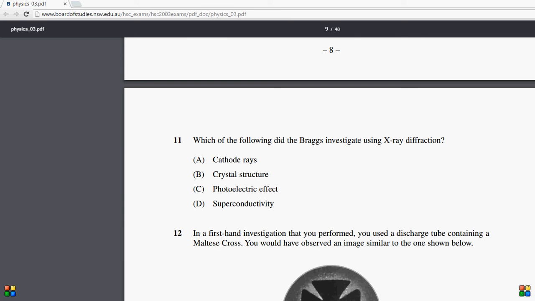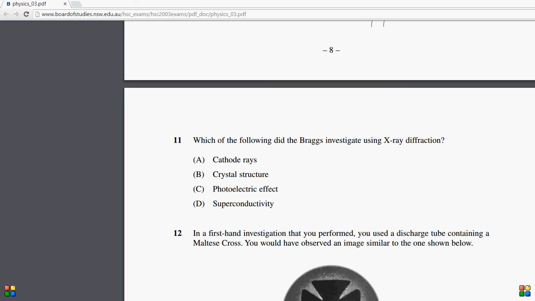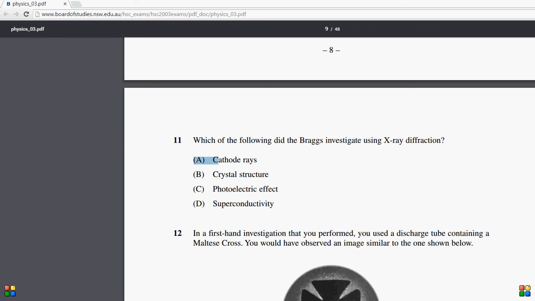Okay. Question 11. Which of the following did Braggs investigate using X-ray diffraction? Alright, this is just a memory test. Cathode rays? Nope. Crystal structure? Yes. And C and D? Nope.